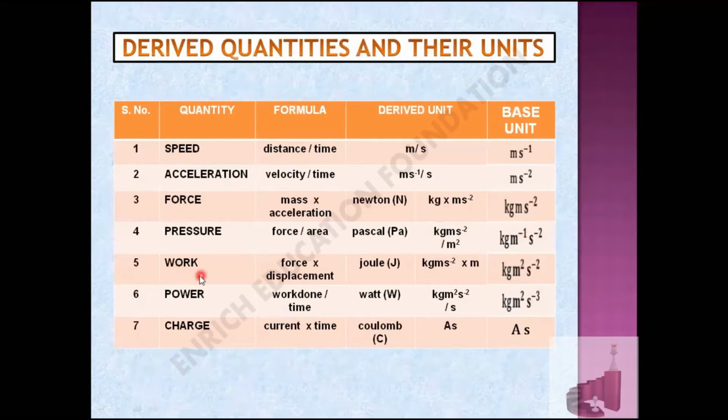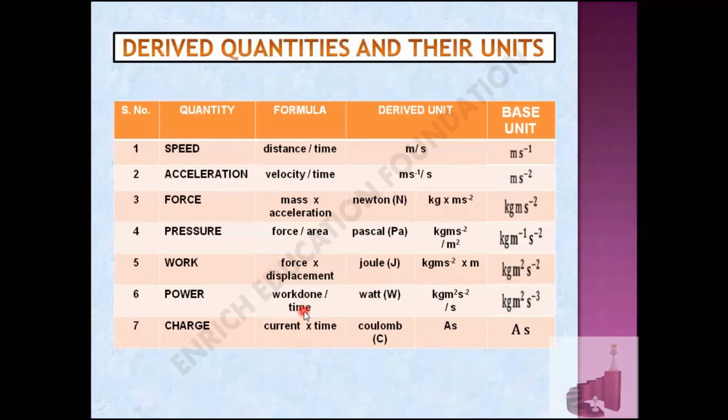Then fifth example, we have considered work. Work is force into displacement, which can be represented either in joule, or we can take it as, for force it is kg m s^-2, into displacement which has the unit meter. So we can write it as kg m^2 s^-2.